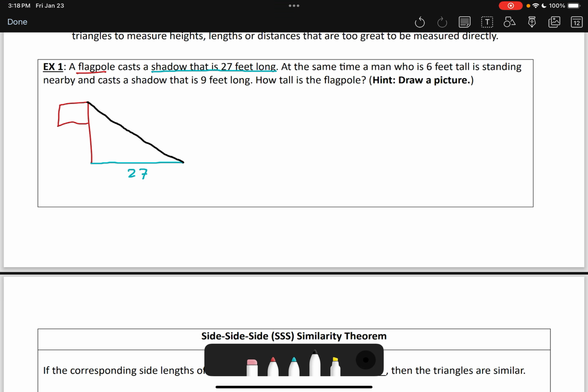Now, if we look at the second part here, it says a man who is 6 feet tall. So let's go ahead and draw a man here. This man is 6 feet tall, which would be the vertical distance here, is standing nearby, and he casts a shadow that is 9 feet long. So this person has a shadow that is 9 feet. And we'll go ahead and make this a triangle also. We're assuming that both of these individuals, well, I guess the individual and the flagpole, I should say, are standing perpendicular to the ground, meaning that we have a 90-degree angle here. And they want us to find how tall the flagpole is. Well, that would be represented here by x.